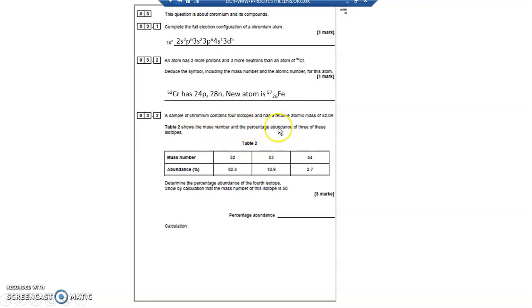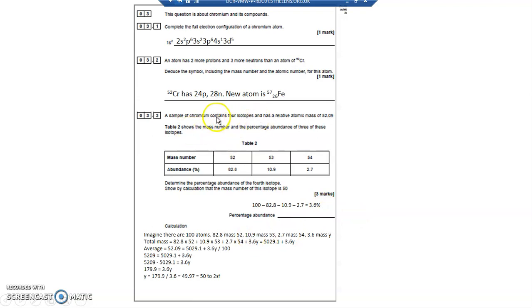Table shows the mass number and percentage abundance of 3 of these isotopes. So there's 4 isotopes and it shows 3, so there's 1 missing. So you've got the percentage abundance, which is how much there is, how common it is. So the 4th one, we could add up these and subtract from 100 to work out that there's 3.6% that's missing. So that must be the abundance of the missing isotope. So it's 82.8, add 10.9, add 2.7, subtract from 100 gives 3.6%.